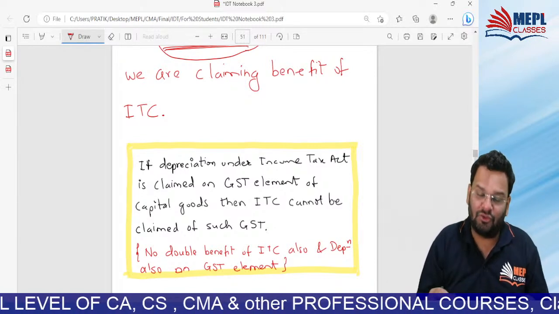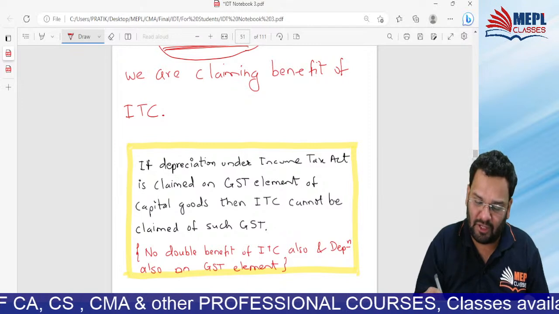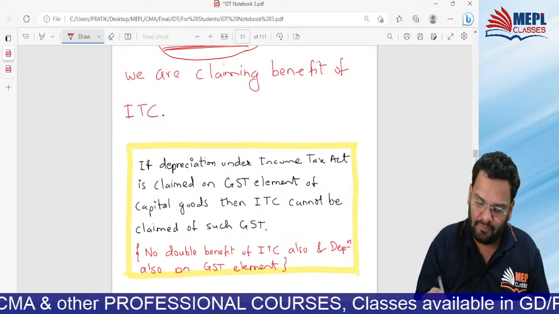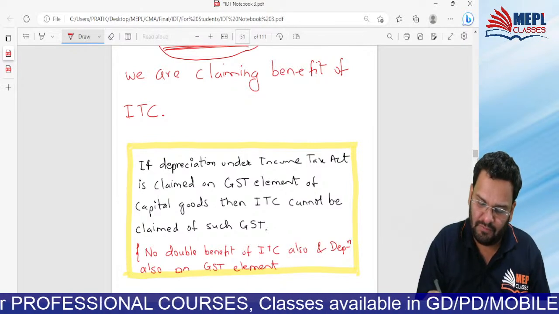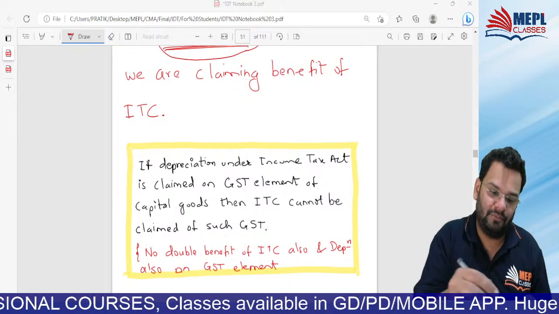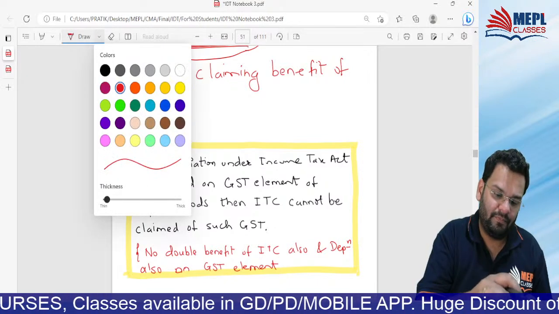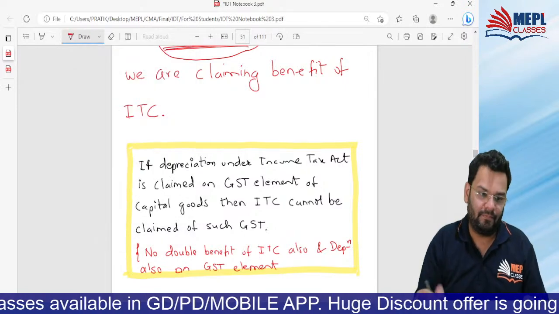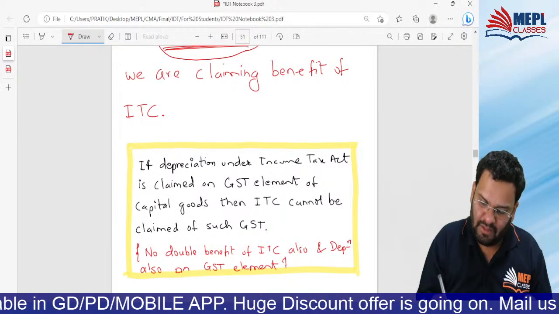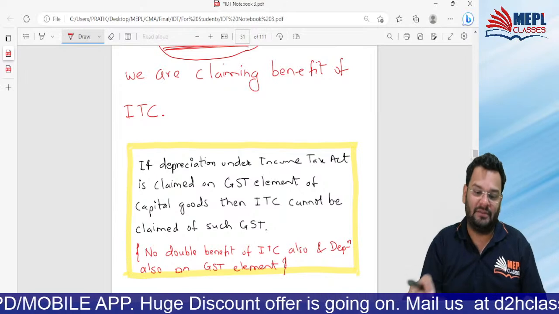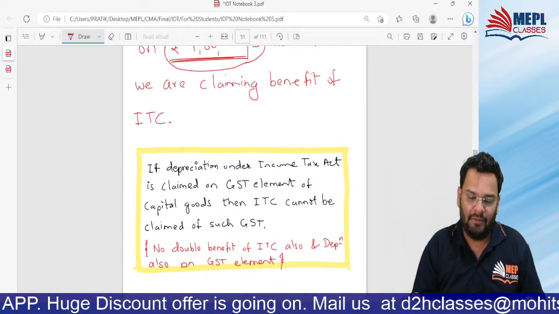Is it clear to all of you? Please quickly let me know in the chat window. Is the point clear to all of you? Yes, the point is very much clear. Wonderful, wonderful.